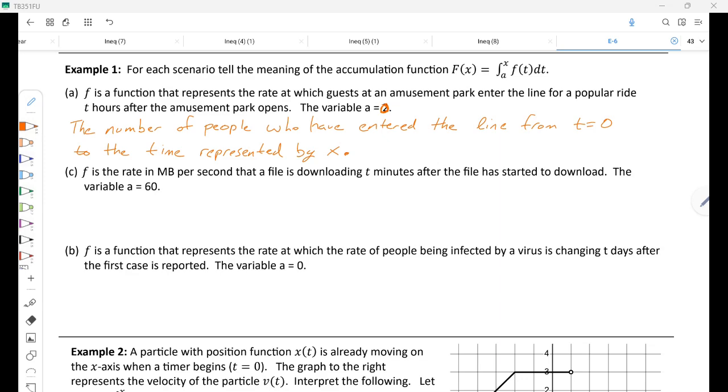Cool. All right. So letter C, F says, and I changed the words, not that it really matters here, it just seemed silly to me with my variable here.